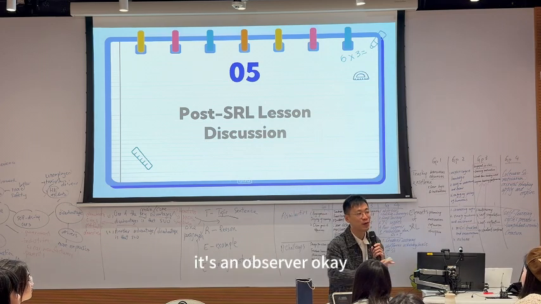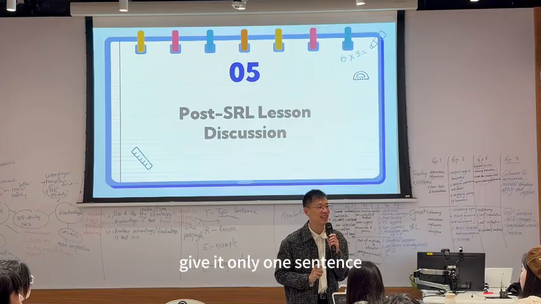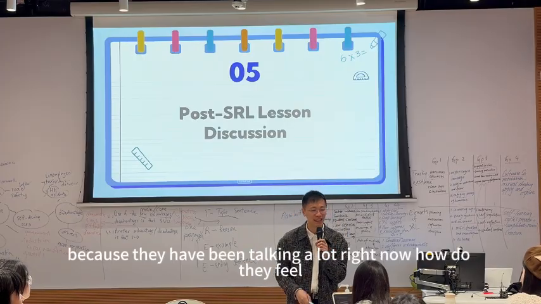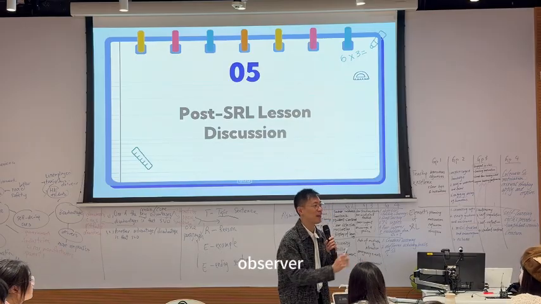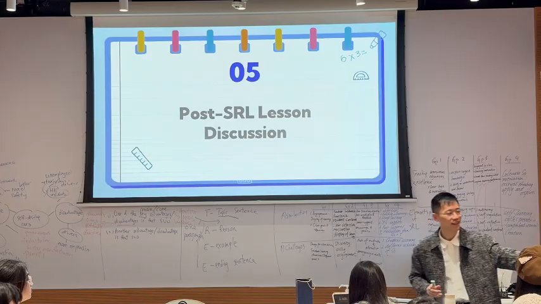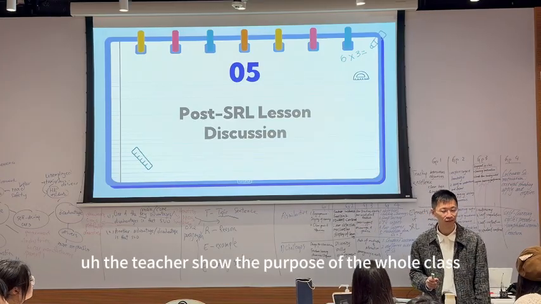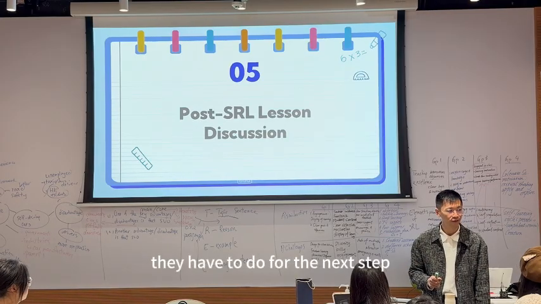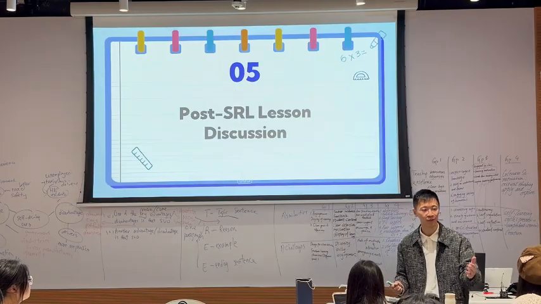Wait, as an observer. Okay, what do you notice? Give me only 1 sentence. You can say a little bit more because they have been talking a lot, right? Now, how do they feel first, okay? Observer. The teacher showed the purpose of the whole class and will let our students know what they have to do for the next step. Okay, so show the purpose and the next step.